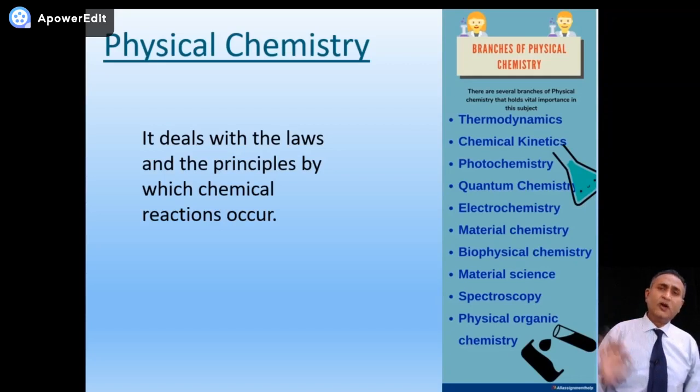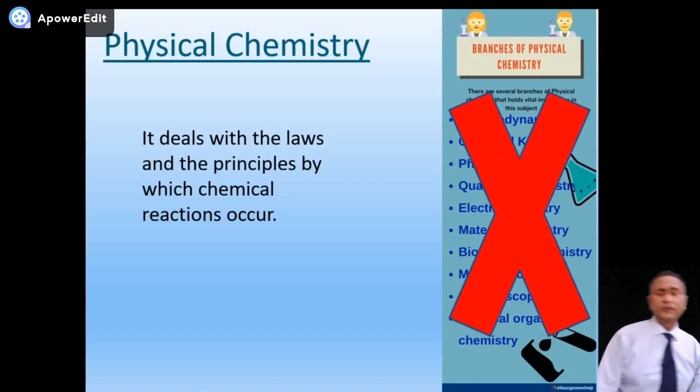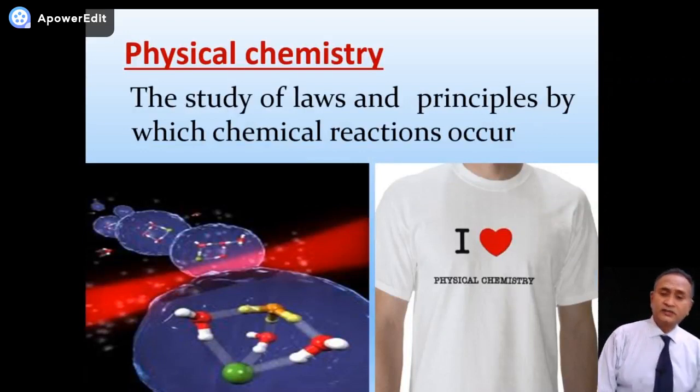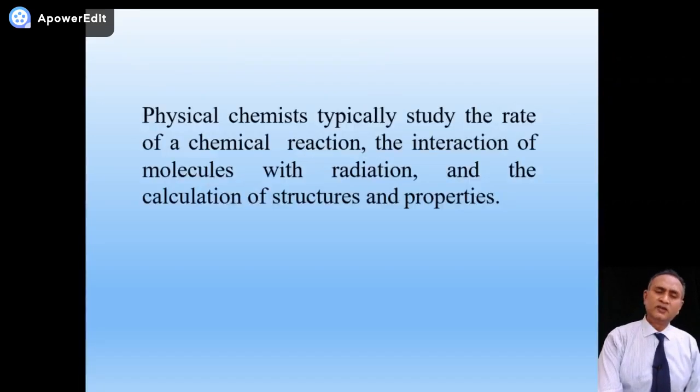It is the study of all the rules and regulations which should be followed by the reacting atoms to proceed to form compounds. It has an impact on our daily life, like thermodynamics, photochemistry, this and that. These right side branches are the various branches of physical chemistry. Each branch of chemistry is further divided into a number of sub branches, right? So the study of laws and principles by which a chemical reaction occurs is called physical chemistry.